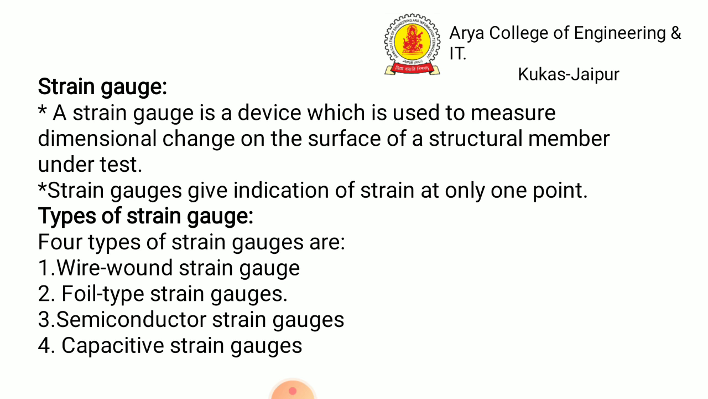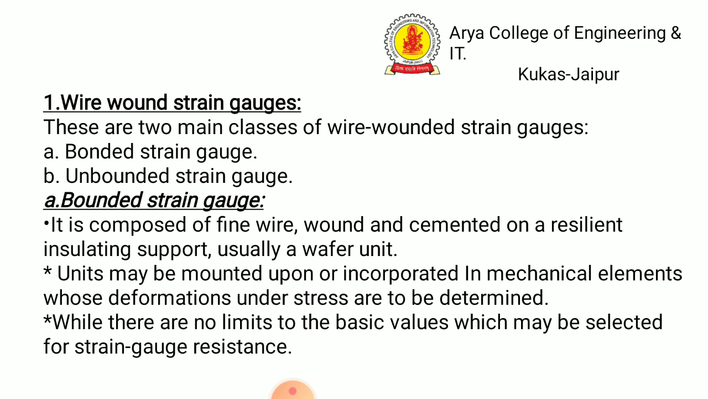Now we discuss the types of strain gauge. Mainly four types of strain gauge are available. First, wire bonded strain gauge; second, foil type strain gauge; third, semiconductor type strain gauge; and fourth, capacitive type strain gauge. We take first the wire bonded strain gauge. These gauges have two main categories: first, bonded type, and second, unbonded type.